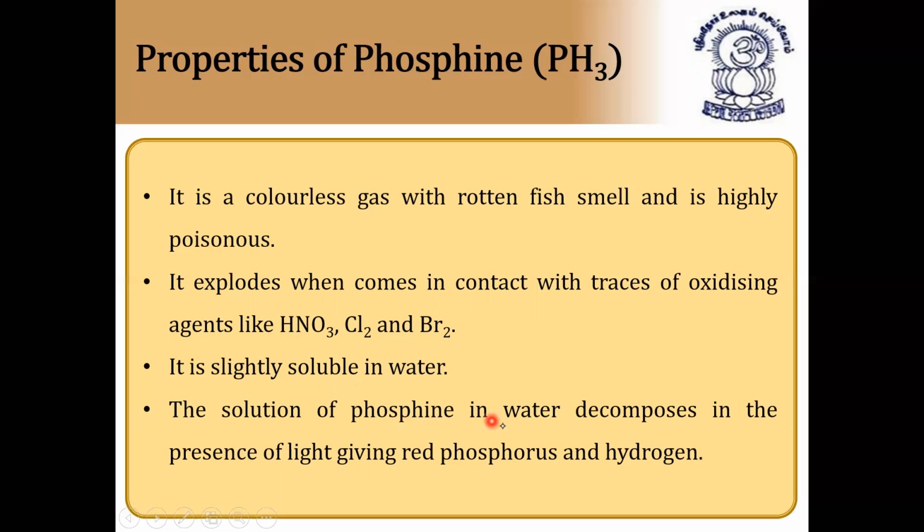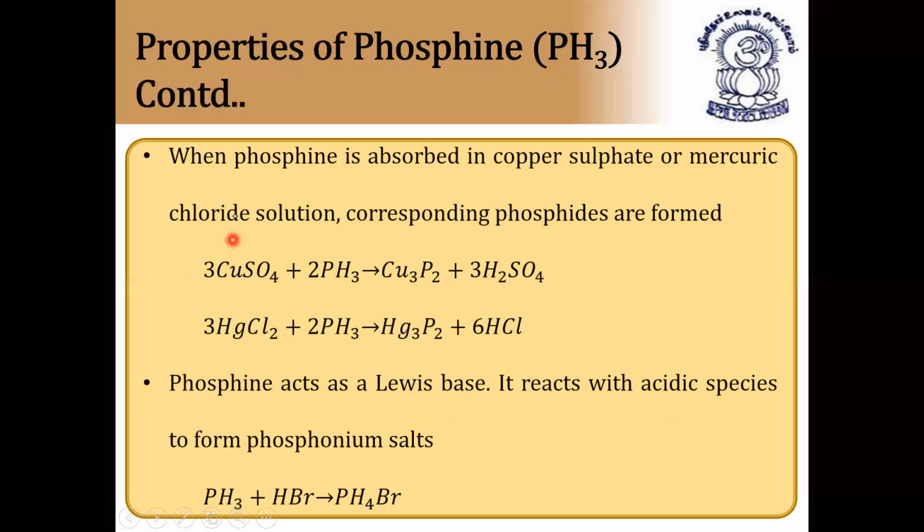The solution of phosphine in water decomposes in the presence of light, giving red phosphorus and hydrogen. Very important point. Red phosphorus is less reactive. When phosphine is absorbed in copper sulfate or mercury chloride solution, corresponding phosphides are formed. For example, copper sulfate on reaction with phosphine gas forms copper phosphide plus sulfuric acid. And with mercury chloride, it forms mercury phosphide along with HCl.